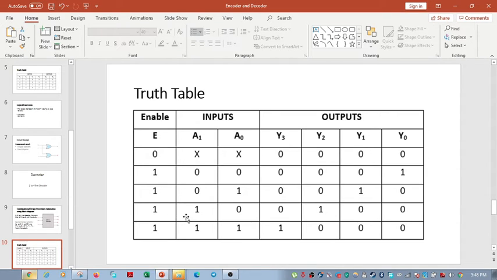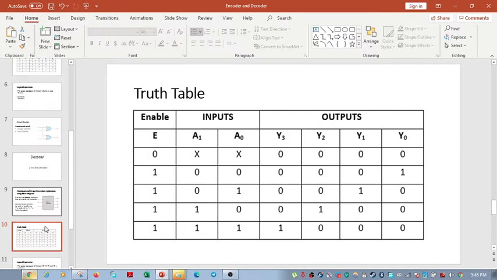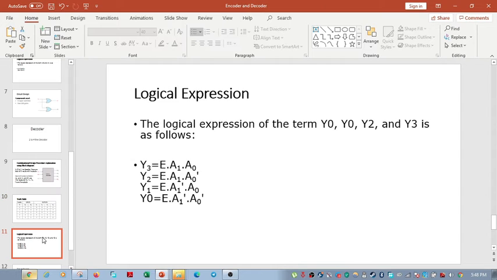If the input is 1, 0, the output is 0, 1, 0, 0. And if the input is 1, 1, the output is 1, 0, 0, 0. This works exactly opposite to the encoder. Let's look at the logical expression.